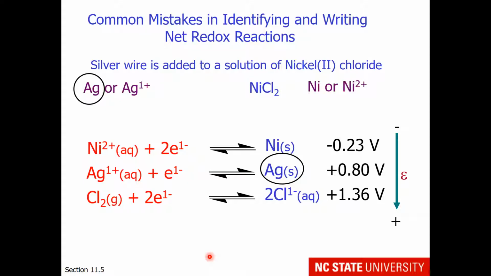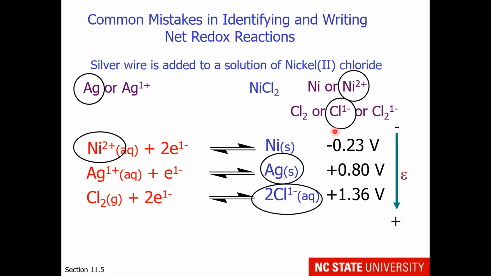So are you talking about nickel in the 0 oxidation state or nickel 2+? I hope you say, that's an ionic compound, so I need the cation, nickel 2+. What about the other piece? Are you dealing with chlorine, chloride, or this unusual ion here, Cl2 1-? Once again, it's an ionic compound, so I hope you believe you're dealing with the anion chloride.